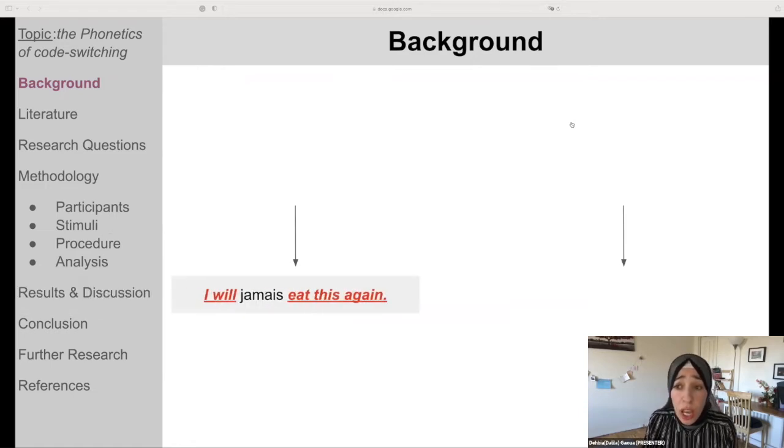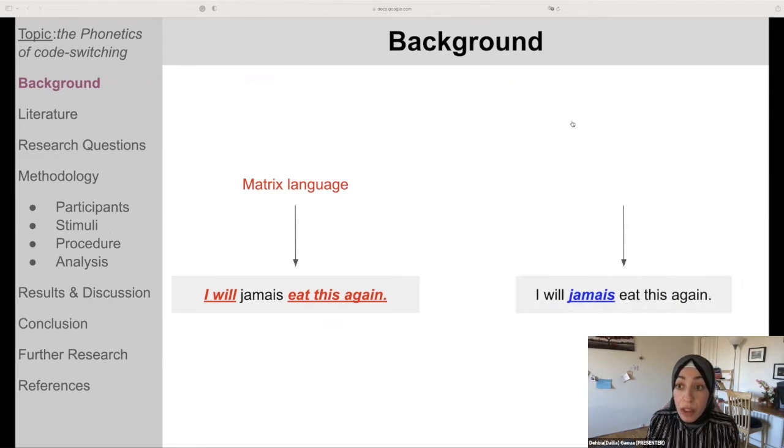Okay, some definitions of key concepts. In code switching, one language is dominant, which is the matrix language. It lays out the basis for the communication. And the additional language, shown in blue, is the embedded language, uttered when a bilingual wants to add a word on top of the dominant language, which is the matrix language. So basically we have the matrix language and the embedded language.